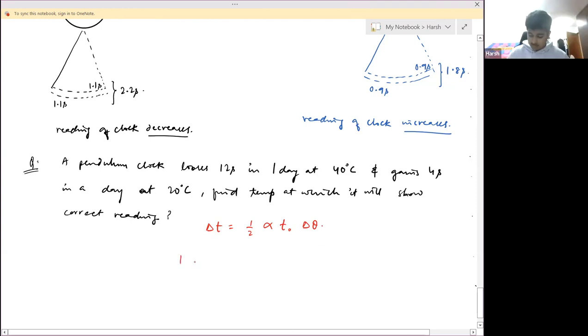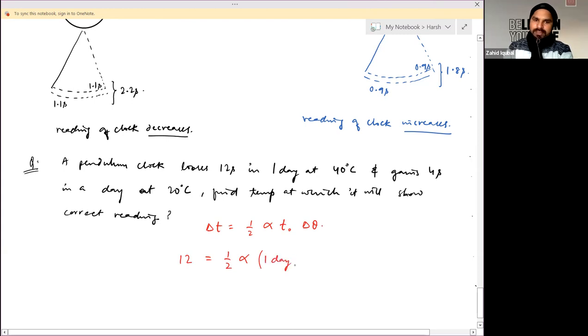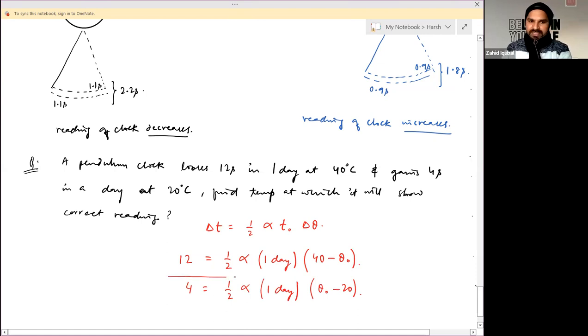In the first part, 12 seconds equals half alpha, duration of time is 1 day, when temperature is raised to 40 degrees Celsius. So it will be 40 minus initial temperature theta naught. Again, at some low temperature, it will gain 4 seconds in 1 day when the difference of temperature will be theta naught minus 20. Now to solve this part, just divide these two expressions and simplify it for theta naught.